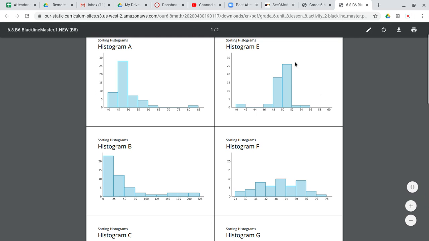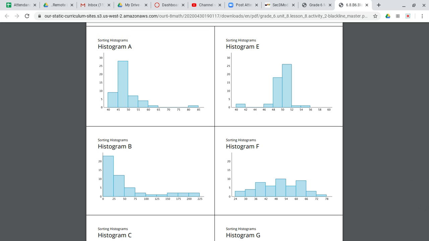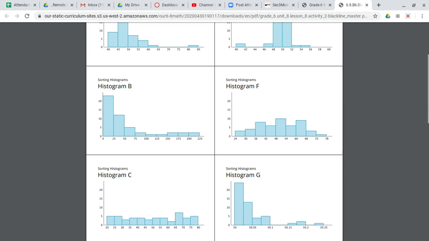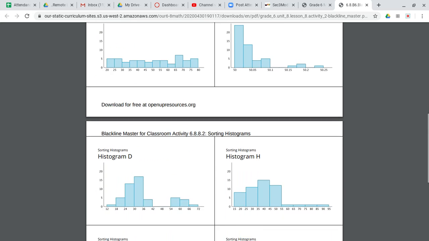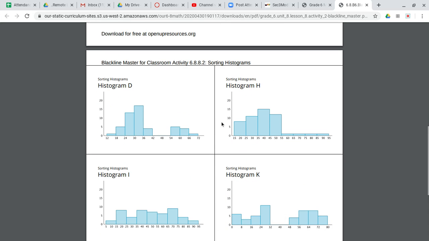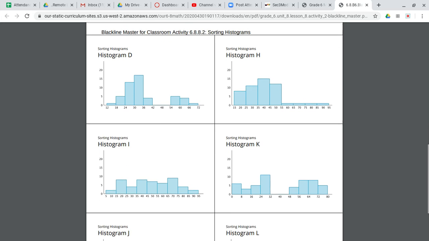So if we look, it's kind of got 2 peaks, multiple peaks. This definitely has one peak, so B would be a definite one peak one. This one has a bunch of different little peaks. This one has multiple peaks. Same here and here.